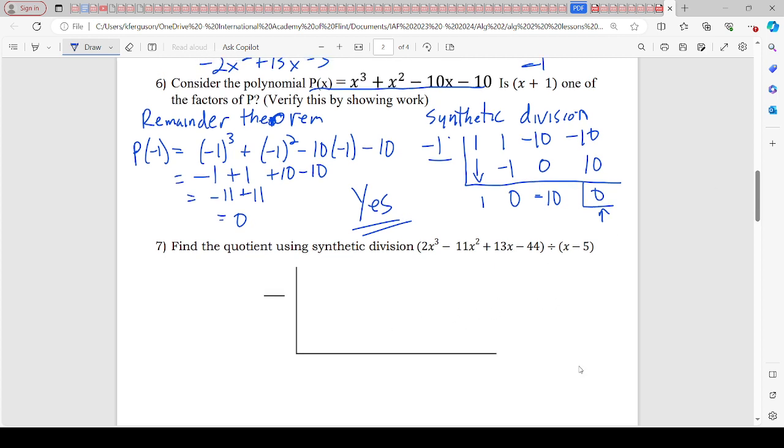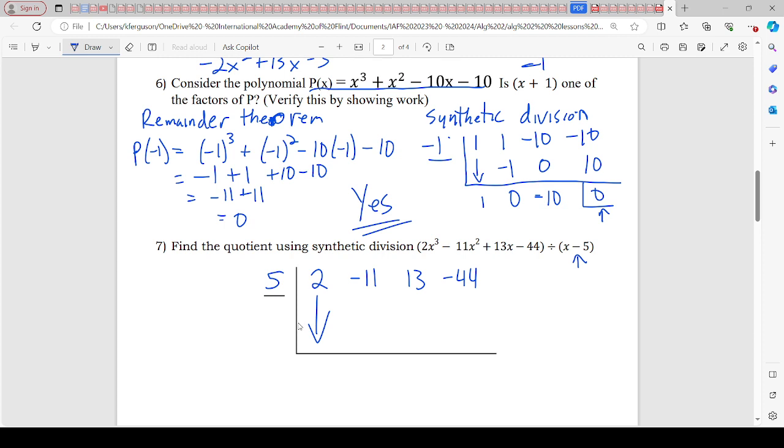And now we're just doing synthetic division again. Well, when I'm doing synthetic division, I take the opposite of what's here. So I've got x minus 5. x will have to be positive 5. So I'm going to divide by positive 5. And then I take the coefficients. Coefficients is your number times your letter. So that's going to be 2, negative 11, positive 13, and negative 44.